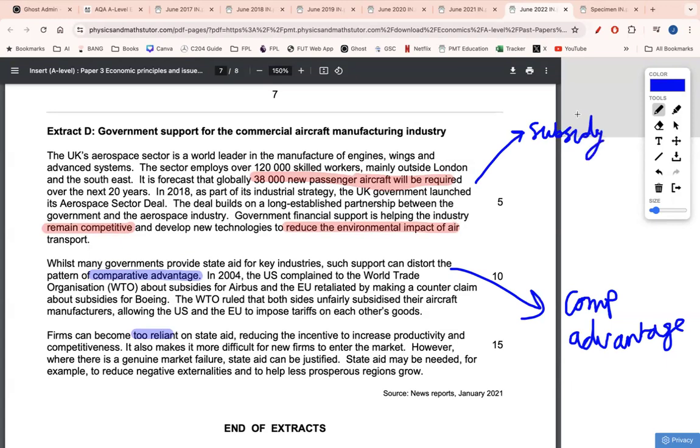Subsidies would lower cost, therefore shift supply to the right, therefore lower price, increase quantity, and that would allow the competitive aspect. But then there can always be unintended consequences of government intervention, perfect. Government failure.